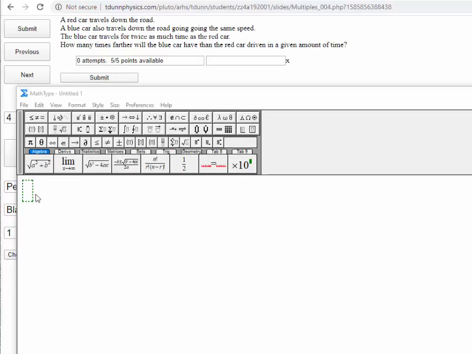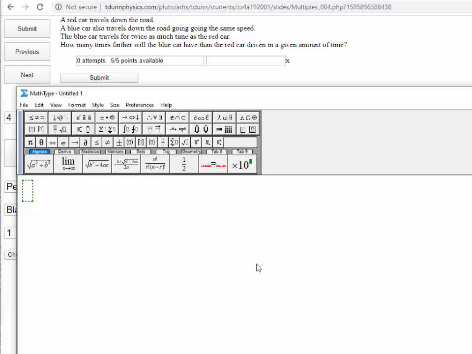Page 4 is very similar to the first two problems, except in this case the red car and the blue car are traveling at the same speed, but now the blue car travels for twice as much time as the red car. How many times further will the blue car have traveled than the red car in a given amount of, it should say distance here, not time, because the time is what's different.